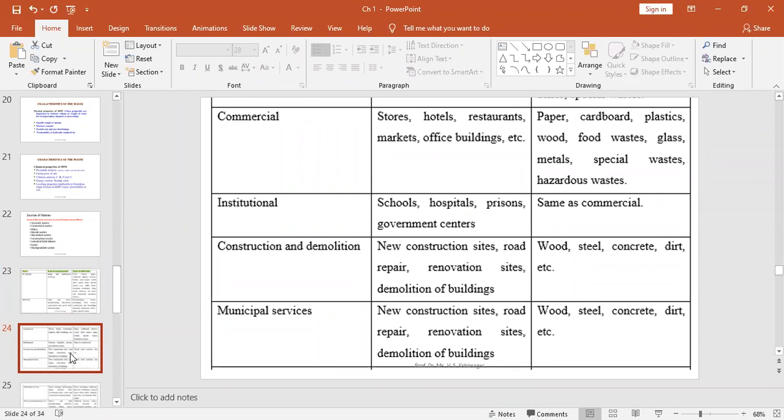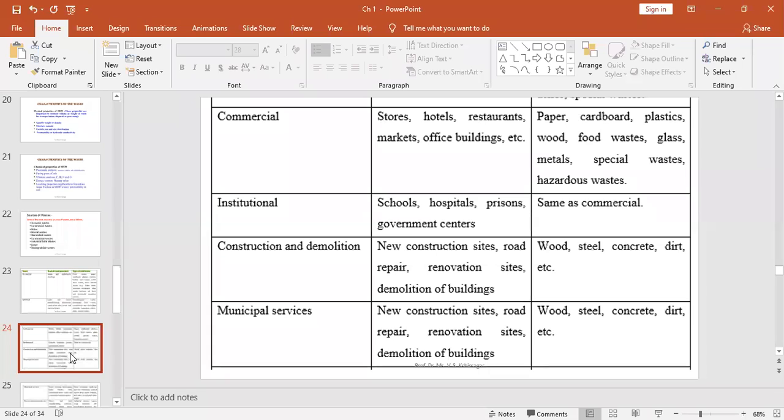Then commercial and institutional waste: these two types of waste are a little bit similar. They basically generate paper, cardboard, and plastic material. The activities in these two types of sources are a little bit similar, so that's why similar waste is generated from these areas.